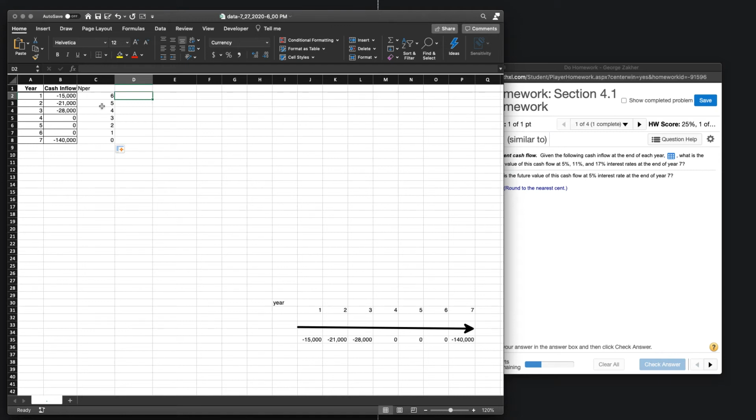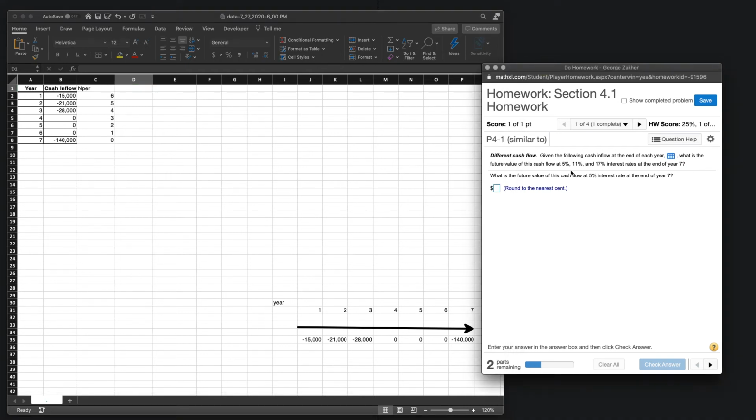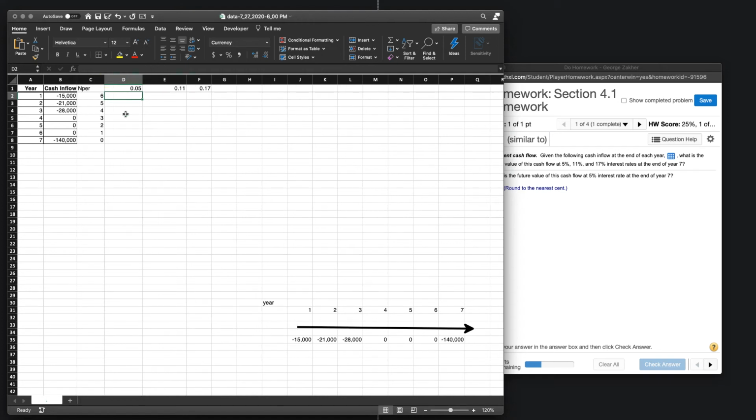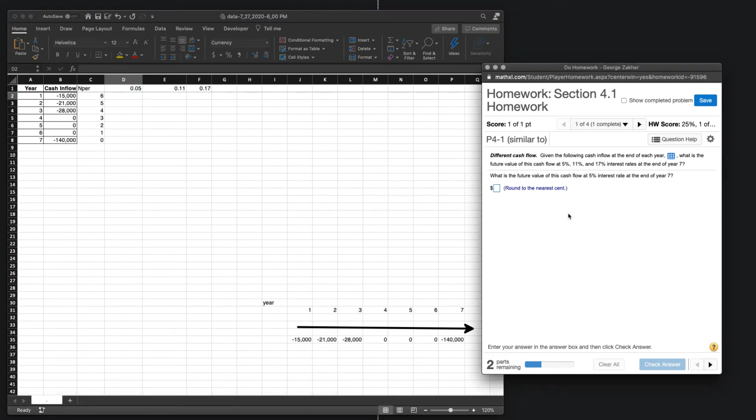In this question, we have 3 rates that we're going to consider, starting with 5%, and then we have 11% and 17%. So now that we've done our timeline, it looks like we have the data we need to complete our future value calculations. And finally, if we figure out the sum of each future value, that will help us solve this question. So we'll use the future value function.